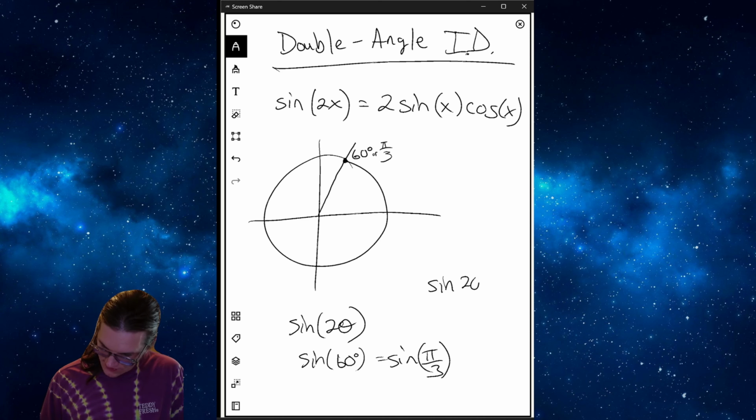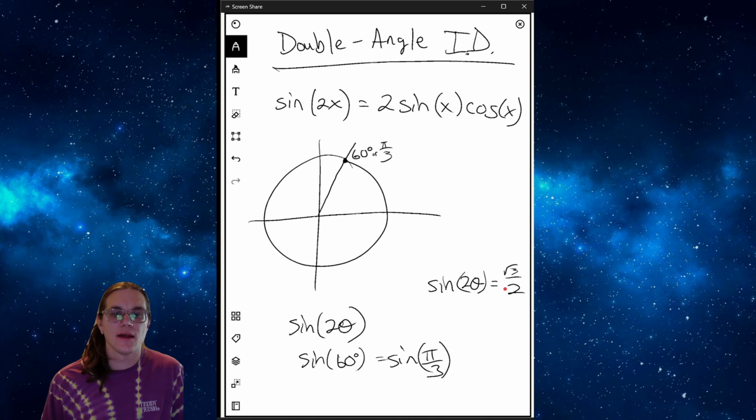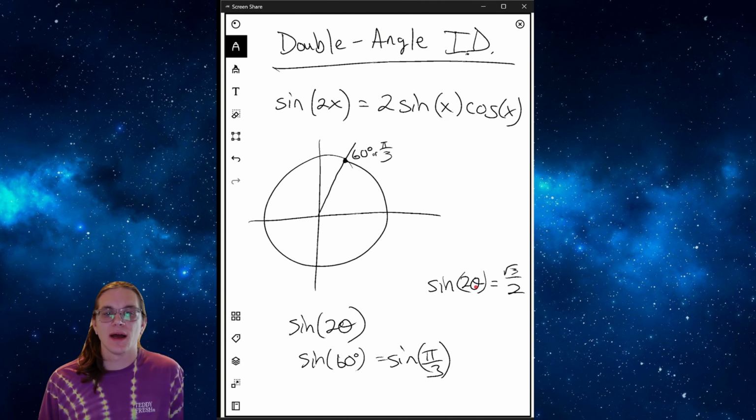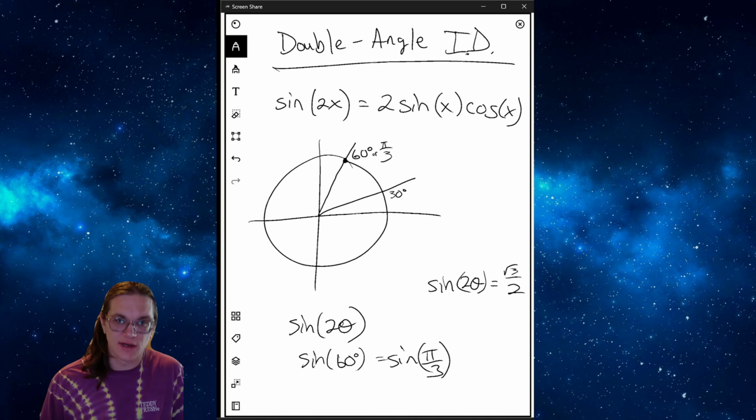Say you found this in your work somehow. What is it? What's sine there? It's root 3 over 2, right? Say you found that answer. Well, okay, if sine of 2 times my angle is root 3 over 2, sine of 60 degrees is root 3 over 2 over here, then you know that your theta is actually half of that theta. So the theta you're solving for is just 30 degrees.